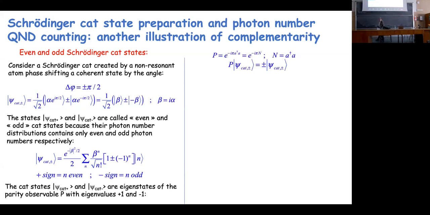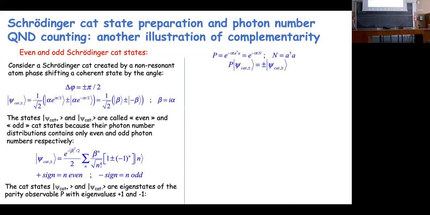And the parity operator can be written in a very simple way. The parity operator is just e to the minus i pi a dagger a. If a dagger a is equal to n, you get e to the minus i pi n, which is plus or minus 1, depending upon the parity of n. So in fact, you have this identity: P acting on the plus cat gives you the plus cat, P acting on the minus cat gives you minus the cat.